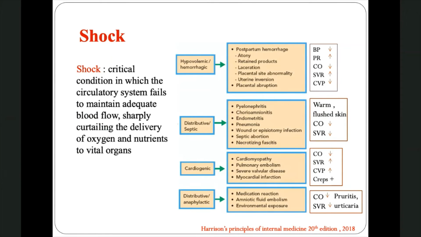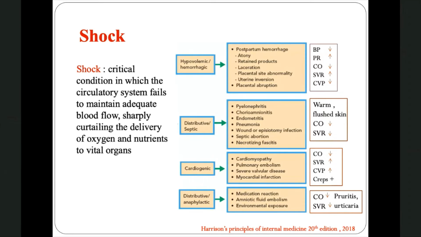Coming back to shock, so there are different types of shock. Hypovolemic or hemorrhagic shock, you all know. You all must have faced this many a time because of APH or PPH. PPH mostly occurring because of trauma, atony, retained products, laceration, and increta, accreta, percreta, uterine inversion, all these things, and antepartum hemorrhage like placental abruption. So all this is hypovolemic or hemorrhagic shock.